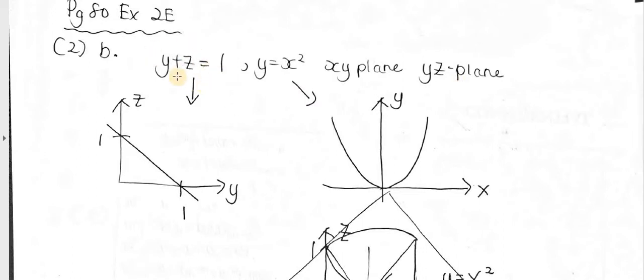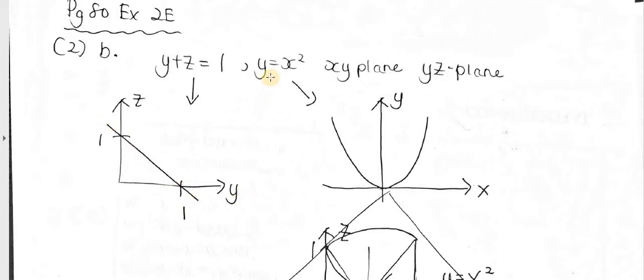For the first one, if you look at the equation, it is a straight line equation. So this is the z-axis and this is the y-axis. If you move your y to the right hand side, you will get the equation z equals 1 minus y, which is the equation for a straight line. The intersection point at axis z will be 1 and the intersection point at axis y will be 1. So it is a straight line, you join it.